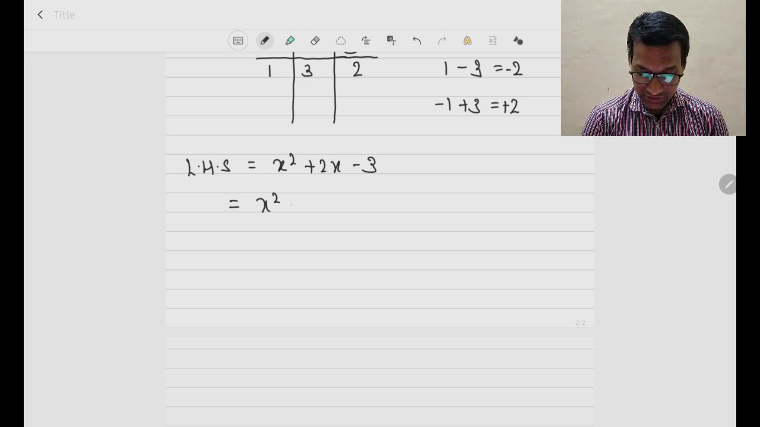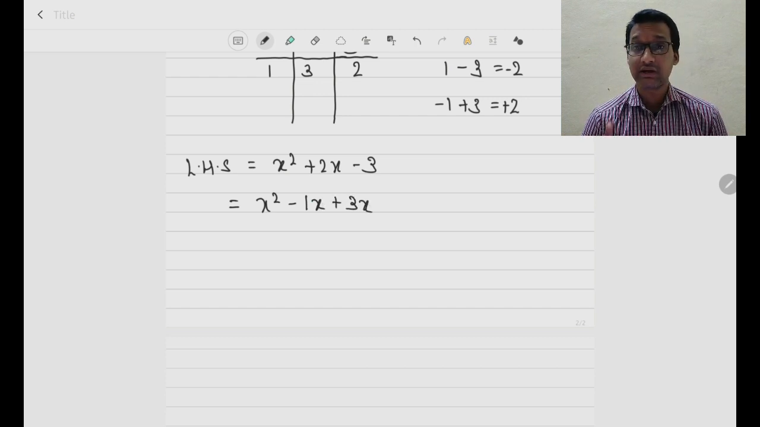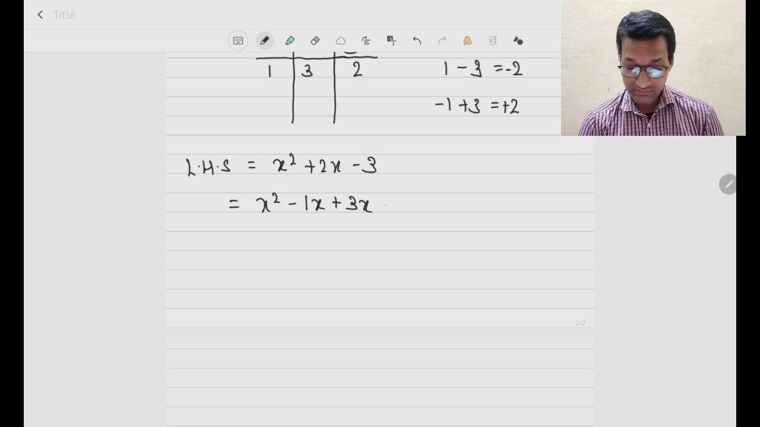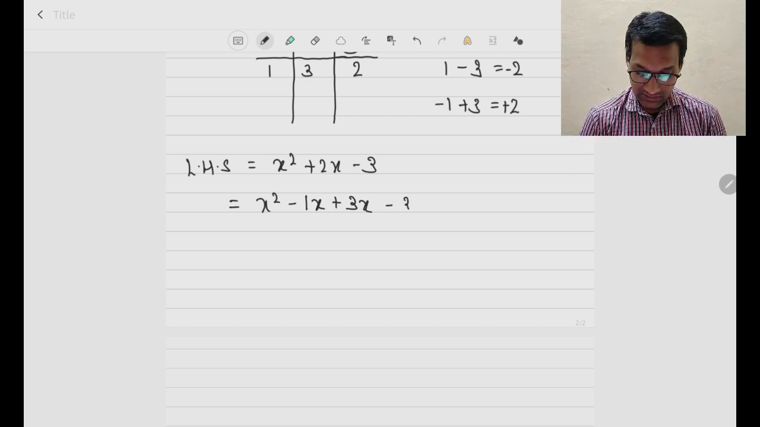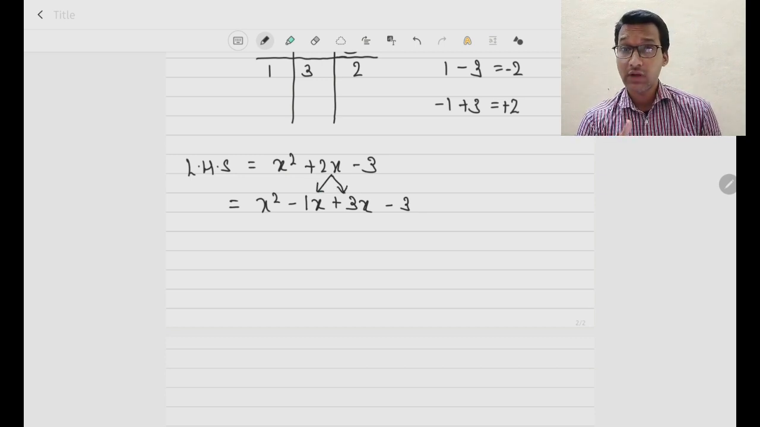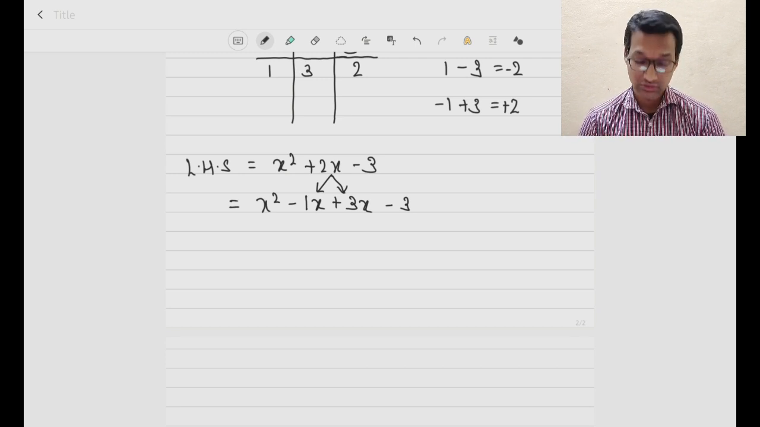2x will be split by writing it like this: 1x plus 3x. We have the factors 1x and 3x minus 3. This 2x is split into 1x and 3x. If you add these, you will again get back plus 2x.